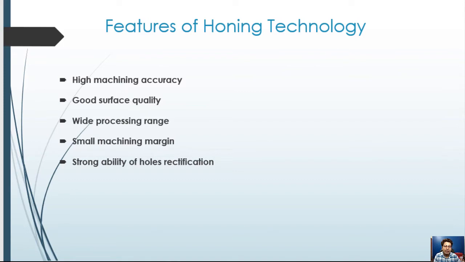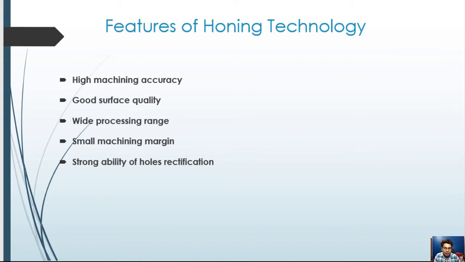The third is wide processing range. Many features like various cylindrical holes, through holes, discontinuity holes on axial and radial, keyway holes, spline holes, blind holes, multiple step holes, etc. can be made using this process. In addition, a special honing head can also process conical holes, elliptical holes and other different holes like form processing.